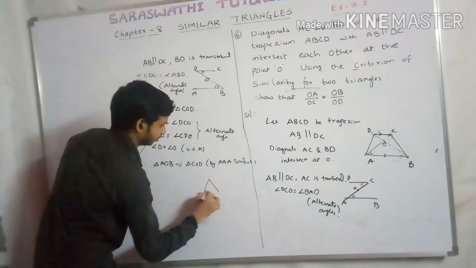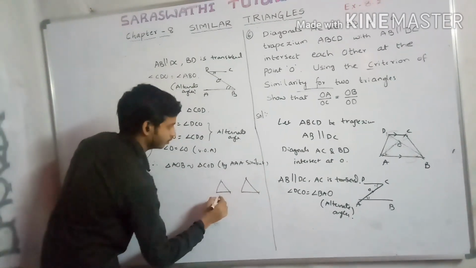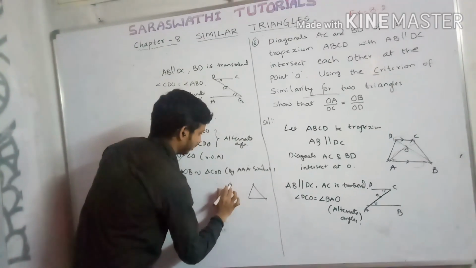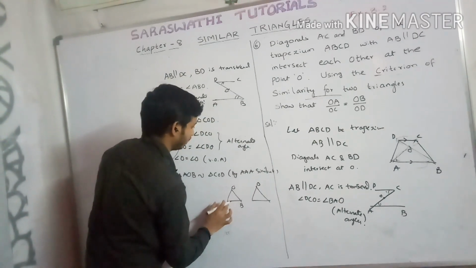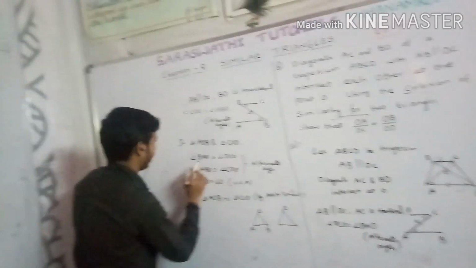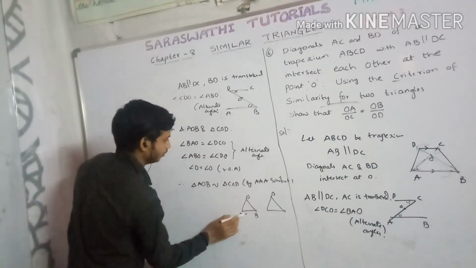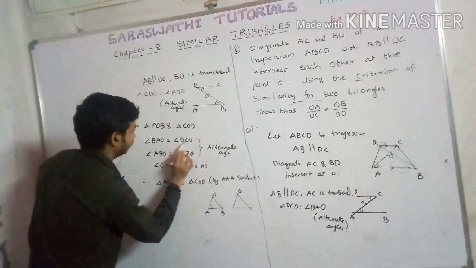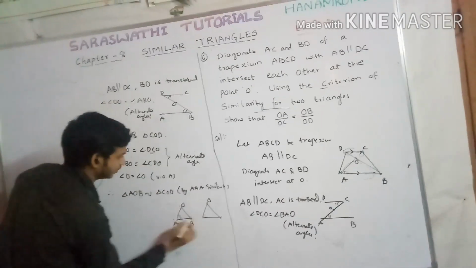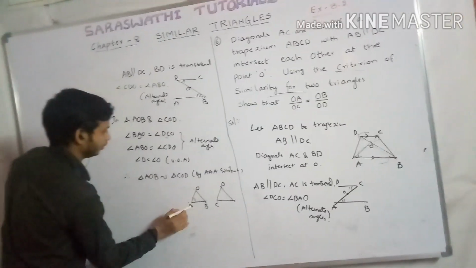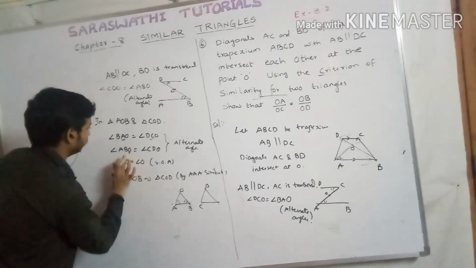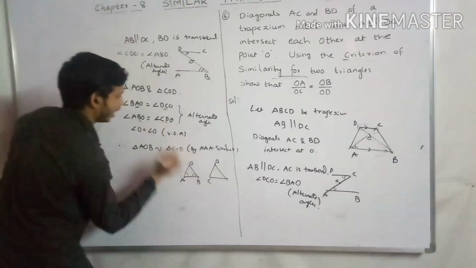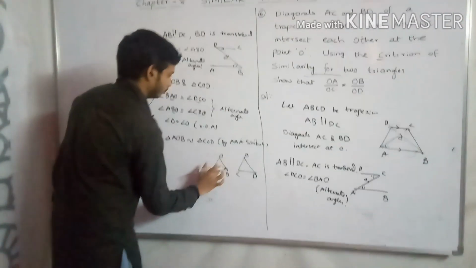So draw the two triangles separately. Triangle AOB: the corresponding angle to angle O is angle O. Angle BAO equals angle DCO, which means the corresponding angle to angle A is angle C. Angle ABO equals angle CDO, which means the corresponding angle to angle B is angle D. So these two triangles are similar.